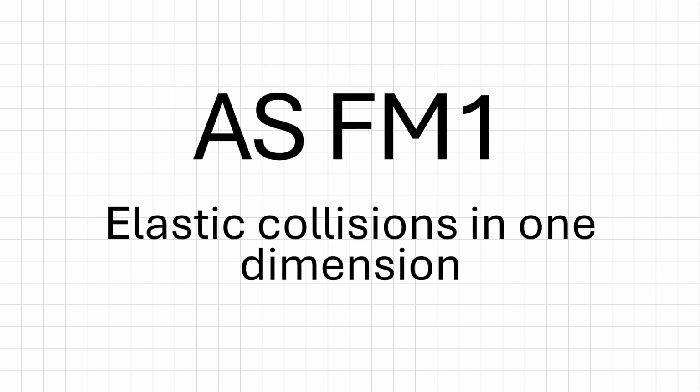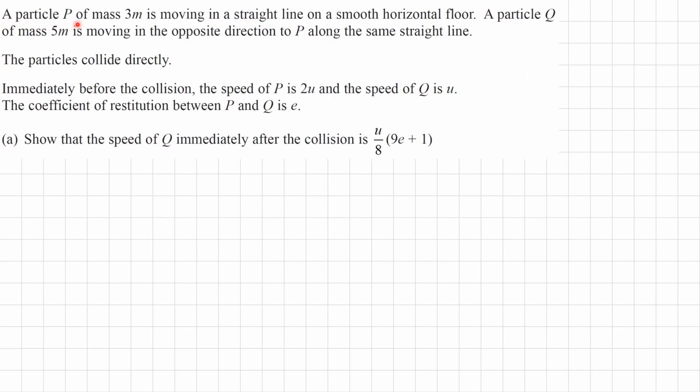This is an AS Further Mechanics 1 question on elastic collisions in one dimension. A particle P of mass 3m is moving in a straight line on a smooth horizontal floor. A particle Q of mass 5m is moving in the opposite direction to P along the same straight line. The particles collide directly. Immediately before the collision, the speed of P is 2u and the speed of Q is u. The coefficient of restitution between P and Q is e.